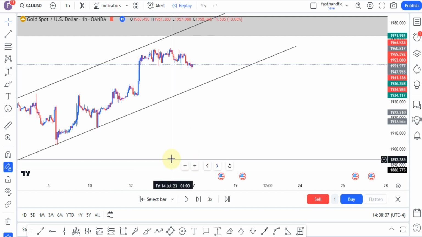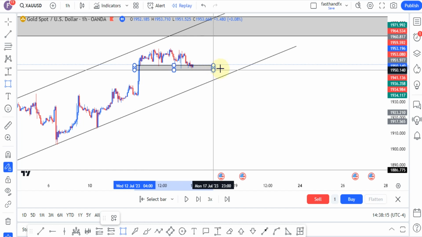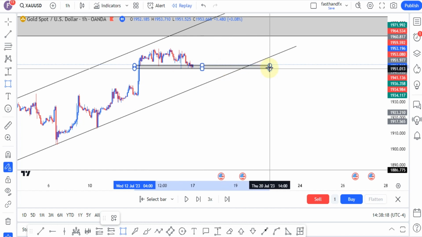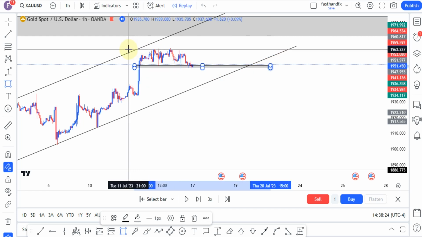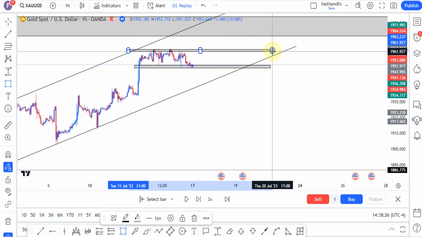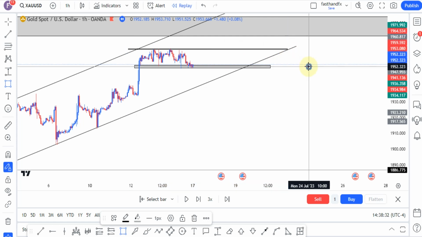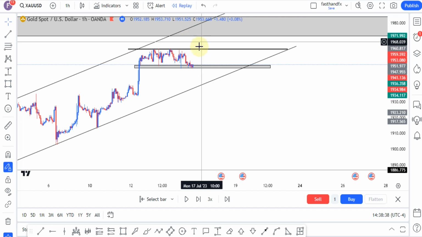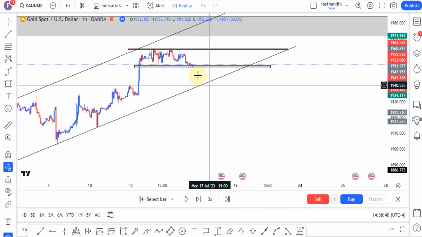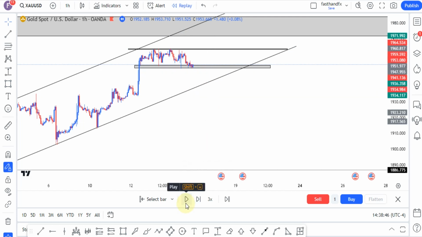So let's look at these. This is another key area that the market has been playing along. So the market has been playing along this area, and along this area. So if the market does break above this area, we'll be going in for buys. If the market does break below this area, we'll go in for sales. Let's see if the market does break.